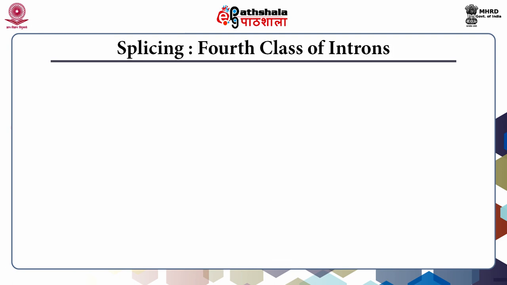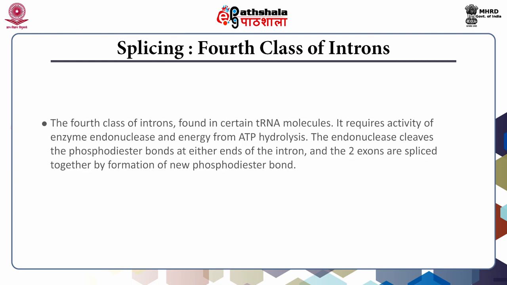Fourth class of introns. The fourth class of introns is found in certain transfer RNA molecules. It requires activity of the enzyme endonuclease and energy from ATP hydrolysis. The endonuclease cleaves the phosphodiester bond at either end of the introns, and the two exons are spliced together by formation of a new phosphodiester bond.